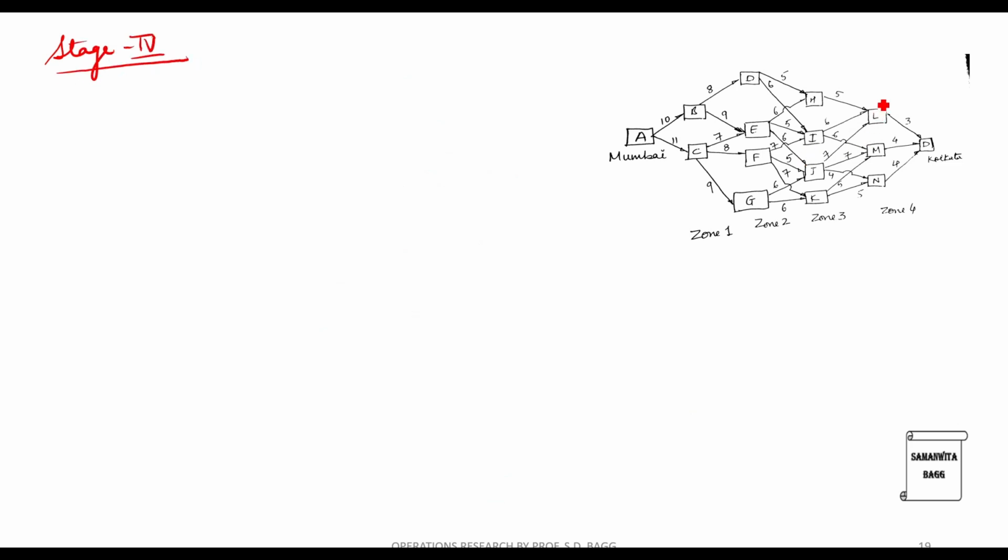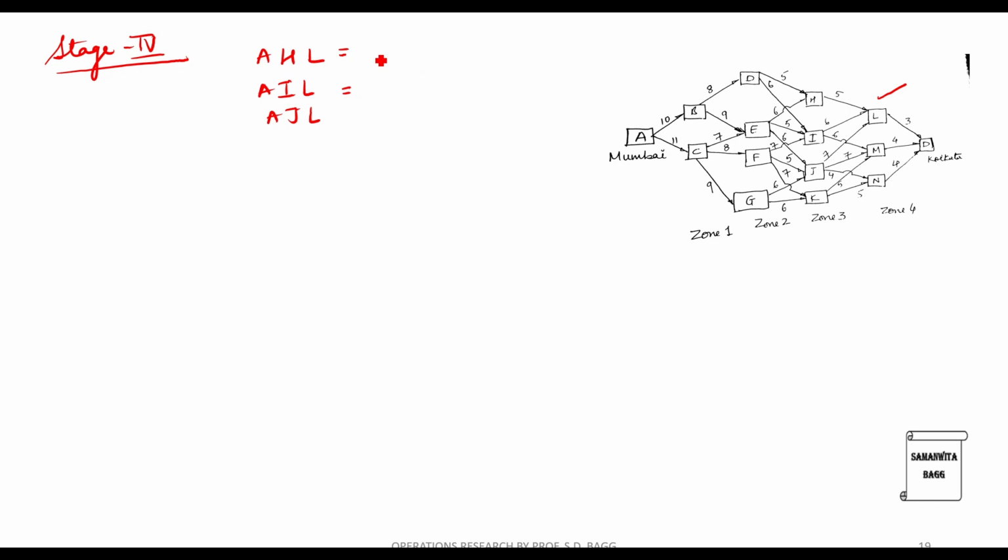So we will take up these ones, L, M, N. So we will go from A, H, L. We can go from A, I to L. We can also go from A, J to L. A, K, L route is not there. So only 3 of them are there.